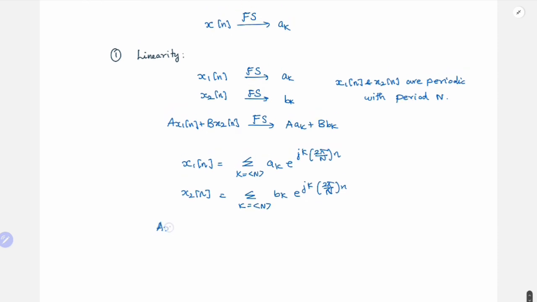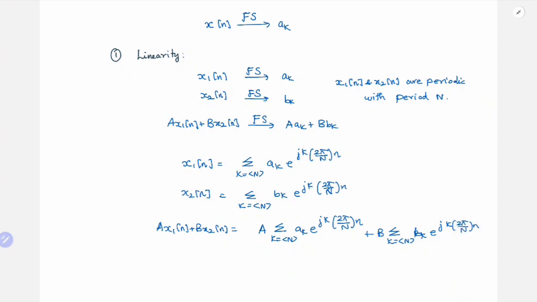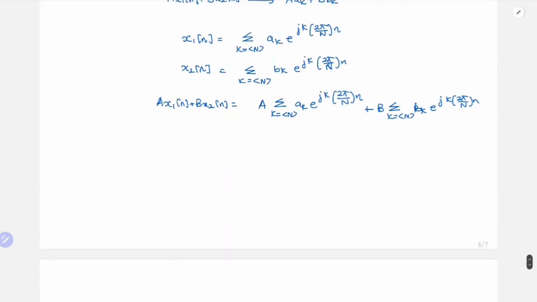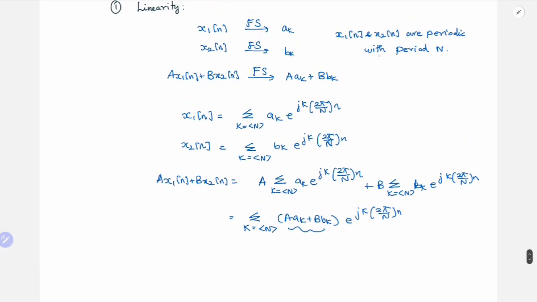And here, if you add a x1[n] plus b x2[n], then you will have a into summation k over N of a_k e^(jk(2π/N)n) plus b into summation k over N of b_k e^(jk(2π/N)n). So you can combine this, take the summation common. You will have (a a_k plus b b_k) e^(jk(2π/N)n). So this is your Fourier series coefficients.